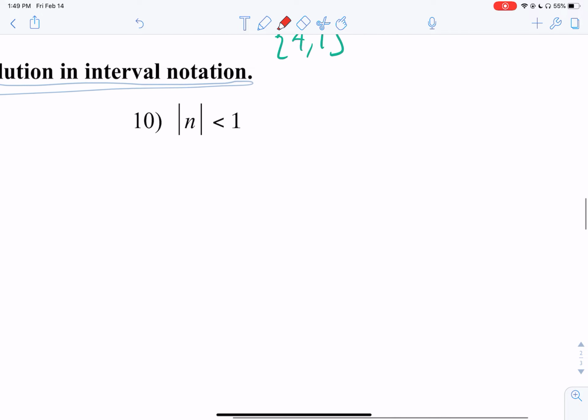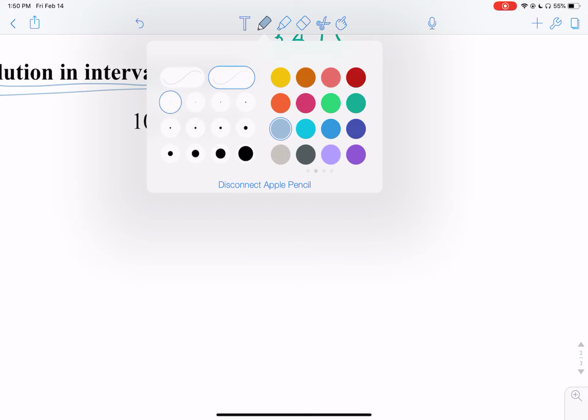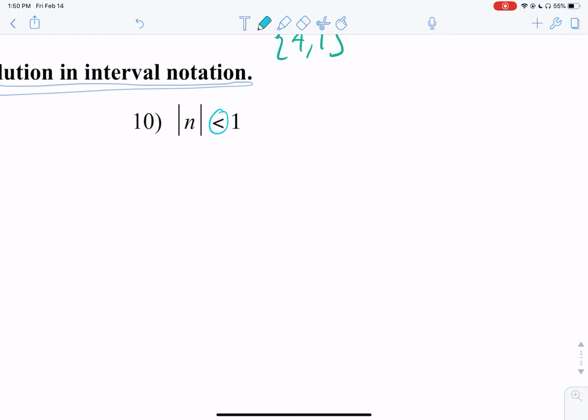So for number 10, since now the absolute value is less than 1, this less than means we're going to create an and compound inequality, all right? So that means that we're going to have two endpoints, and we're going to connect those two endpoints together. We just need to figure out what these numbers are going to be. Also for this one, since the n is the only thing inside there, we say that n is less than +1 and n is greater than -1.